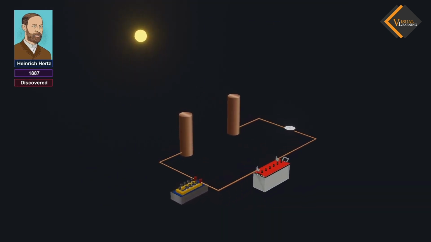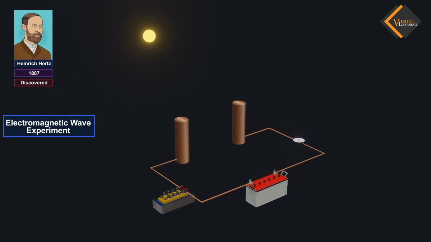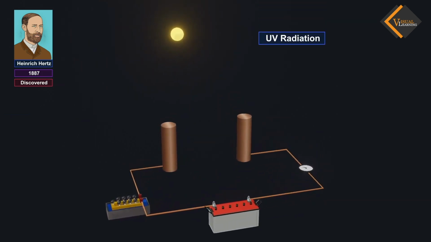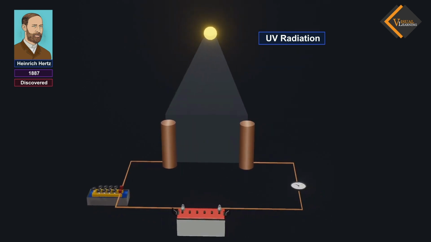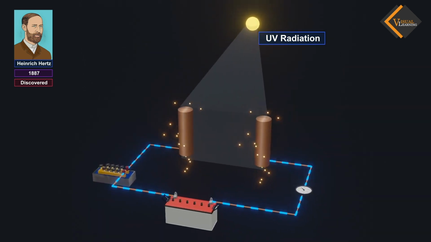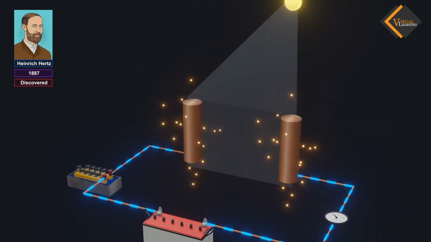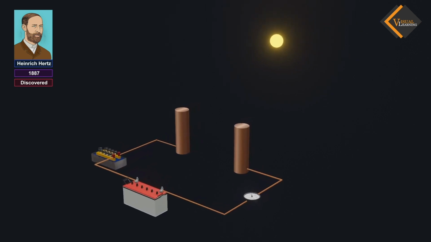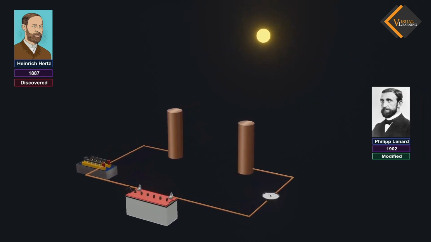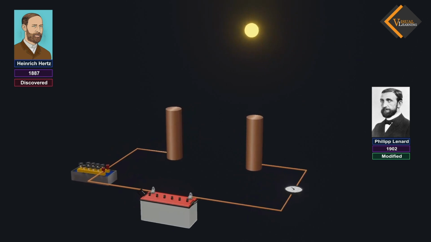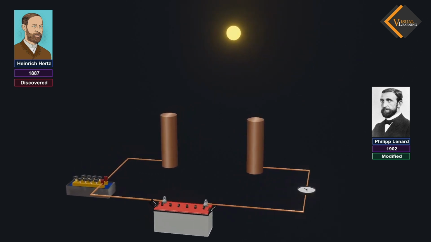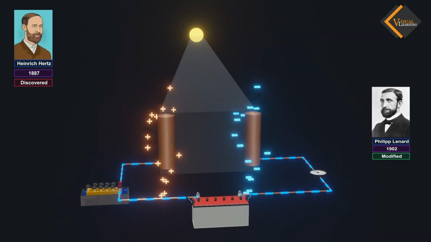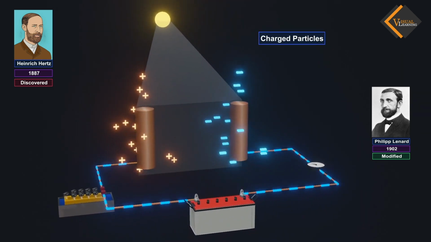While conducting experiments related to electromagnetic waves, Heinrich Hertz found that whenever ultraviolet light falls on two metal electrodes and voltage is applied to both electrodes, sparking occurs. Continuing to study this phenomenon, in 1902, German physicist Philipp Lenard explained this observation. He found that when light falls on a metal surface, charged particles are liberated from the metal surface.